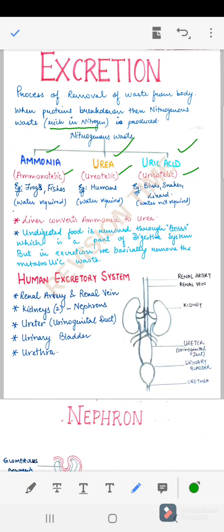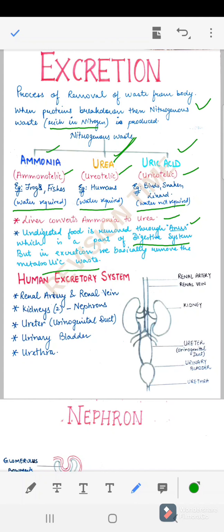So ammonia is a very toxic substance and it has to be diluted before excreting out, for which the water is required. Same is with urea, but it is less toxic than ammonia, whereas uric acid is least toxic, hence water is not required. In fact, it is excreted in a solid form. So in human beings, the liver converts ammonia to urea. It should be noted that the undigested food is removed through anus, which is a part of digestive system. But in excretion, we basically remove the metabolic waste, which is in the form of nitrogenous waste, that is urea.